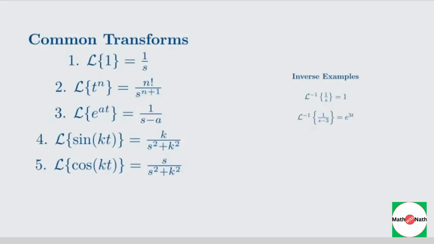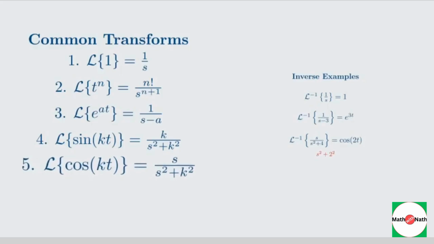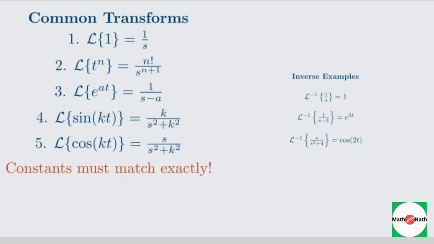For example, if you see 1 over s minus 3, you identify that it matches the form of 1 over s minus a, where a equals 3. Therefore, the inverse is e to the power of 3t. Similarly, if you see s over s squared plus 4, you recognize the denominator as s squared plus 2 squared. This matches the cosine form, giving us cosine of 2t. Notice that the constants must match exactly. If the numerator doesn't have the constant you need, we'll have to manipulate the expression algebraically, which we will see in a moment.